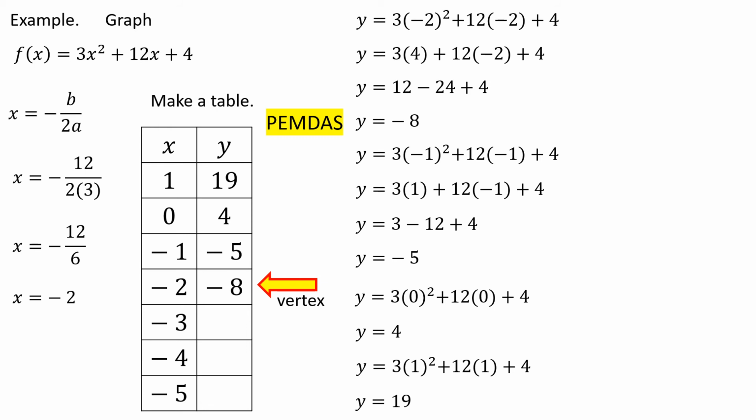Now, the neat thing about the parabola, because of the axis of symmetry, the answers on one side of the vertex can be reused on the other side. So I can reuse the negative 5, I can reuse the 4, and I can reuse the 19. Or if you'd rather, you could plug in the values of x.